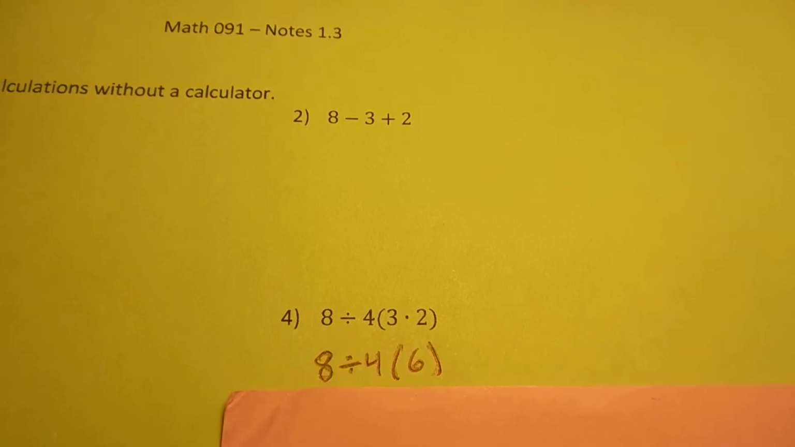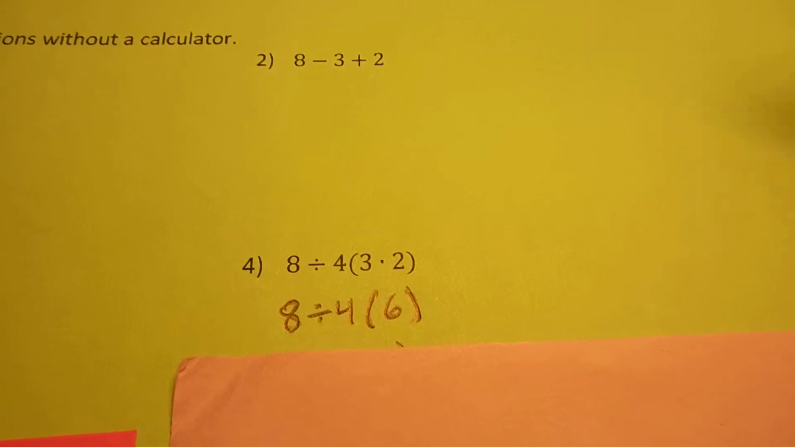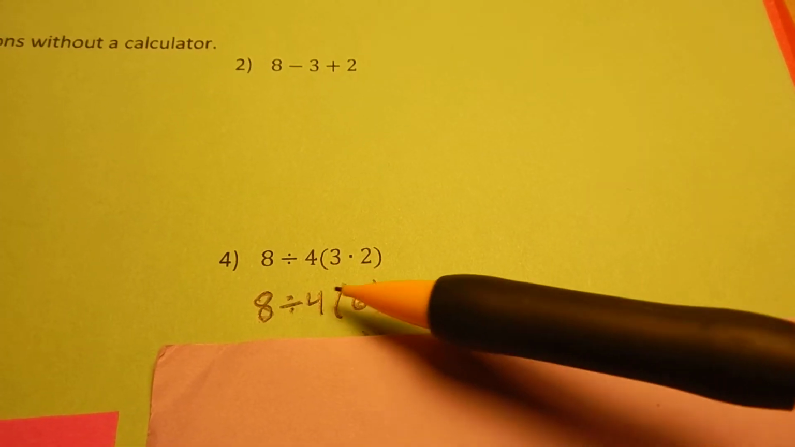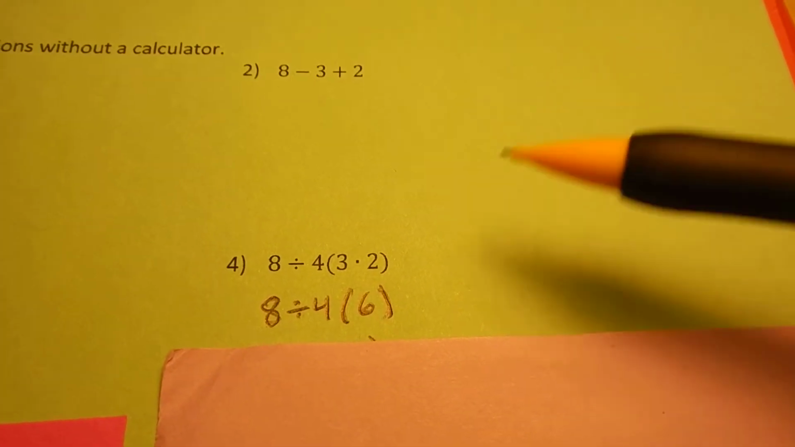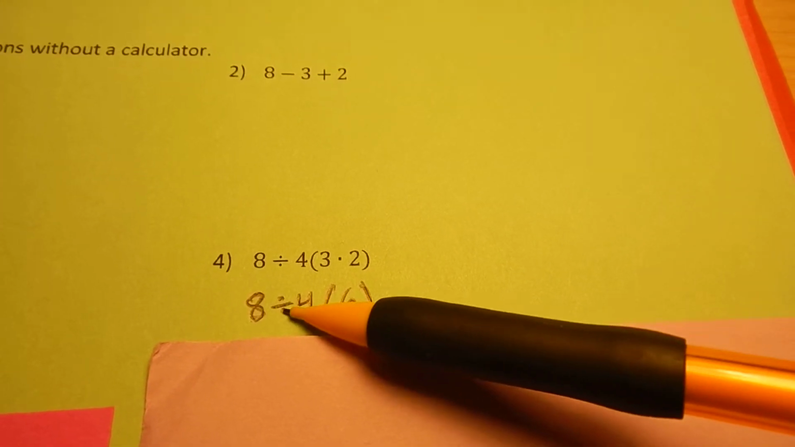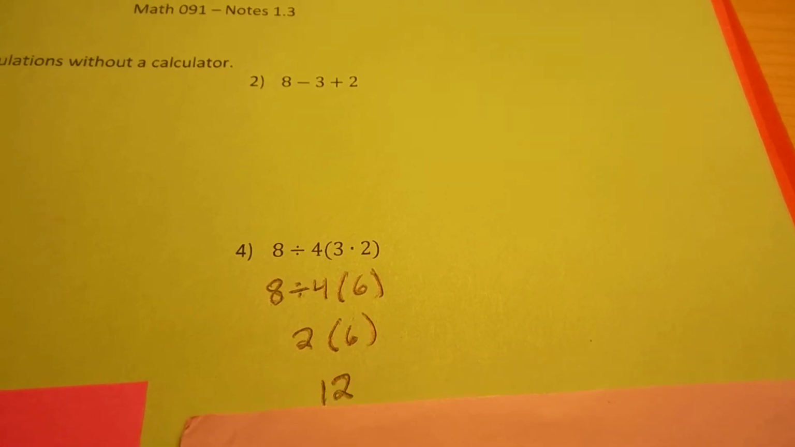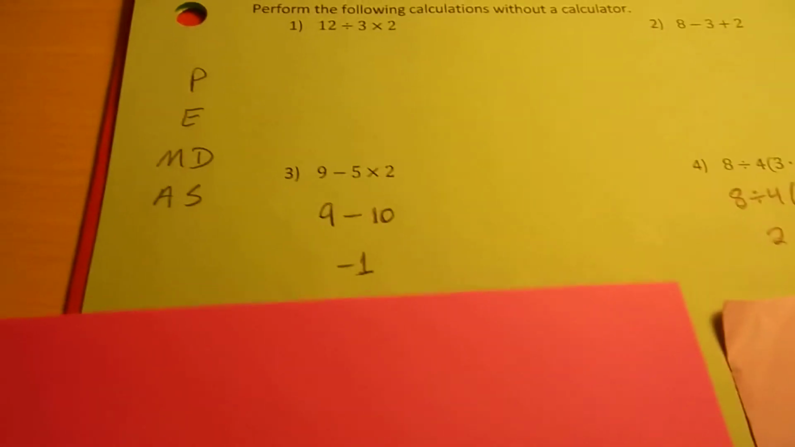Notice how I don't touch any other number, I leave it as is, and now we can clearly see there's 2 operations here. There's division and multiply, and those are on the same math level, so whichever comes first from left to right goes first. And so we have a 2 times 6 as a result, or 12. Let's go to the next one.